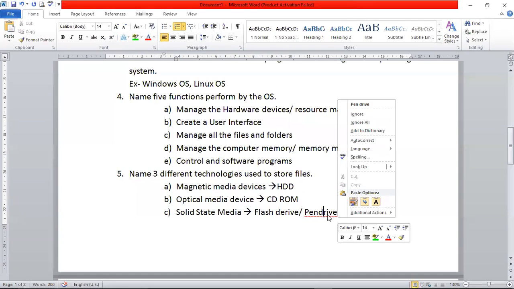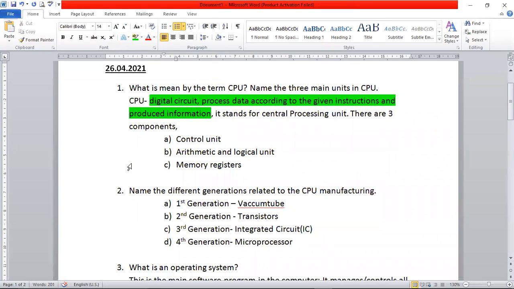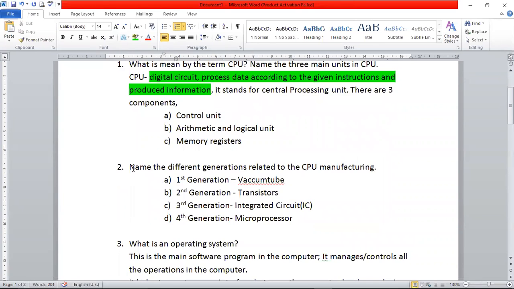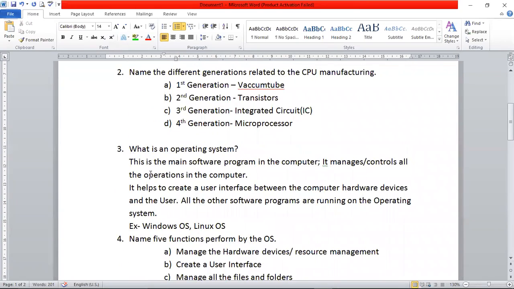Pen drive. We have to use the space. Okay, here. So we have these things. I'll upload to your WhatsApp group. Just go through these things.